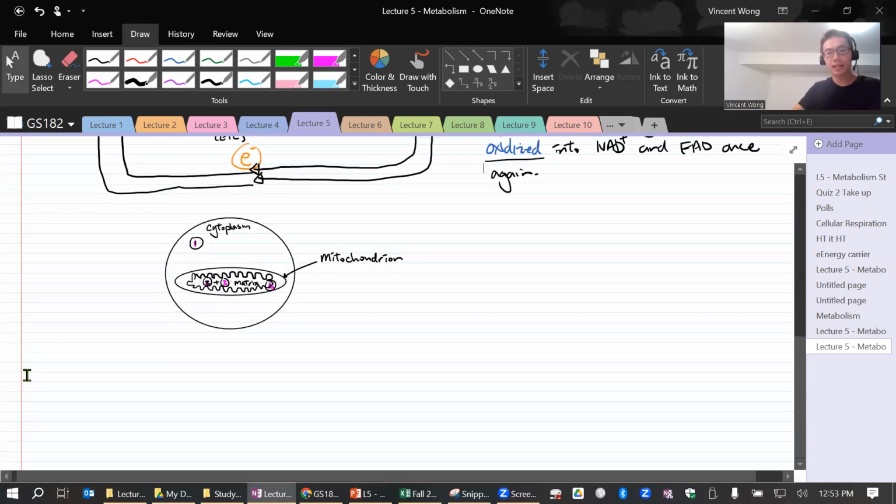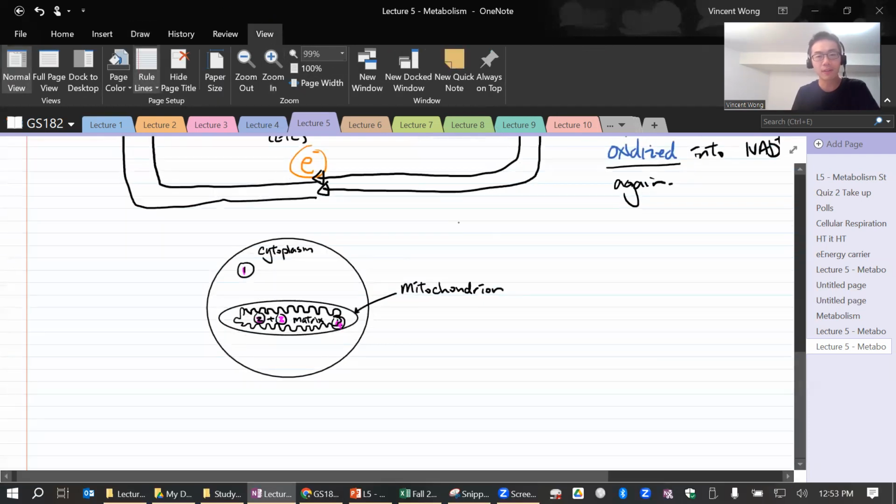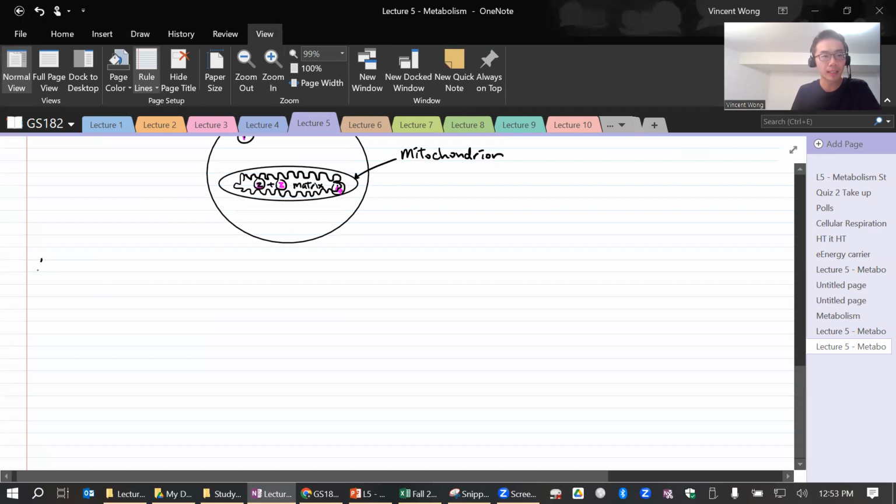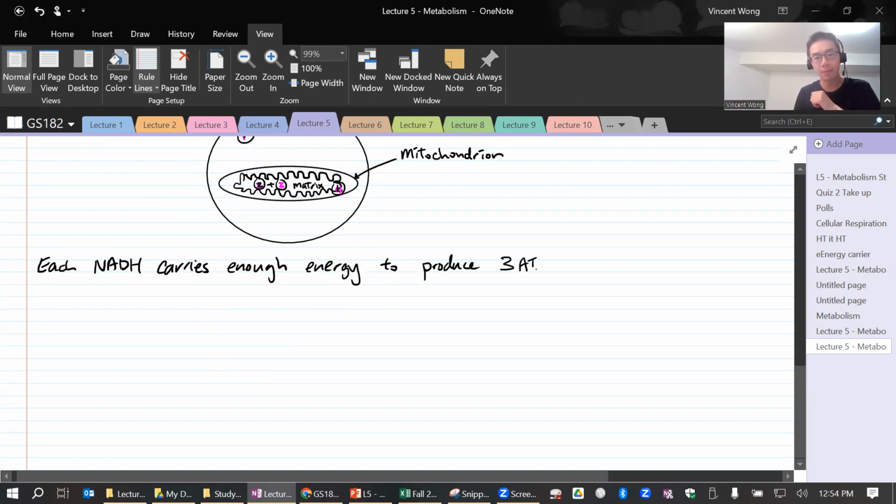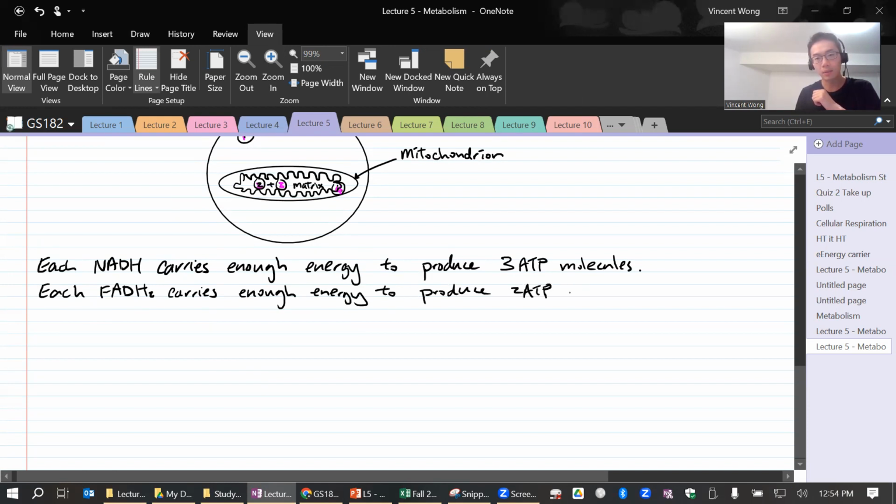Now, what's the difference between FAD and NAD+, right? Well, it turns out they're very similar, but it's important to remember each NADH carries enough energy to produce 3 ATP molecules, whereas each FADH2 carries enough energy to produce 2 ATP molecules.